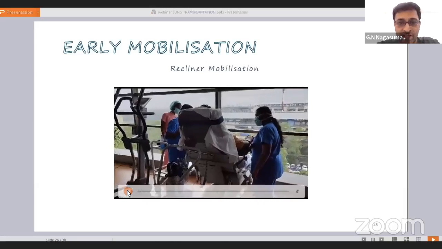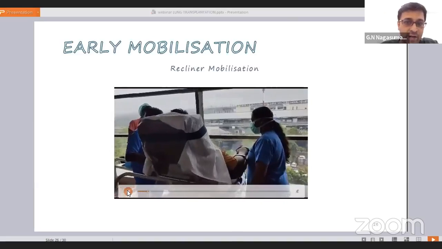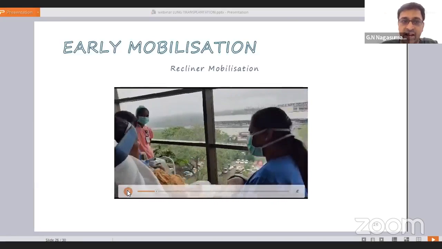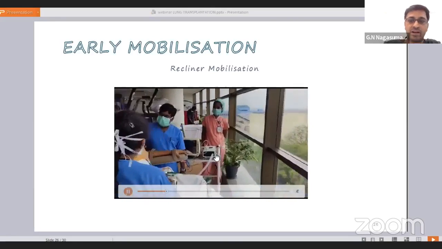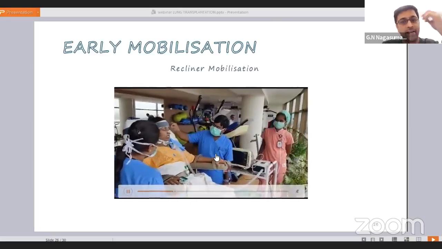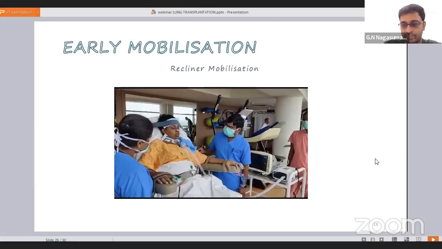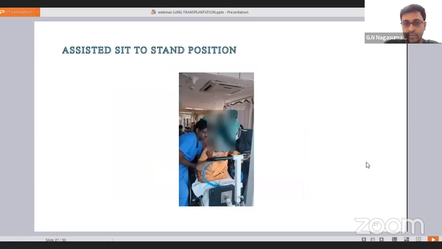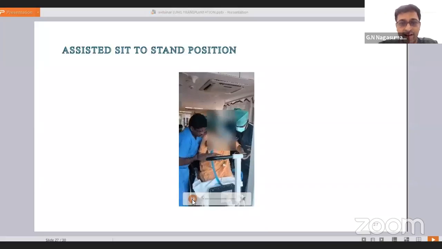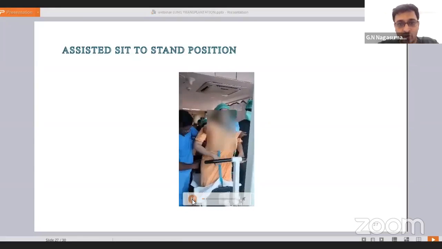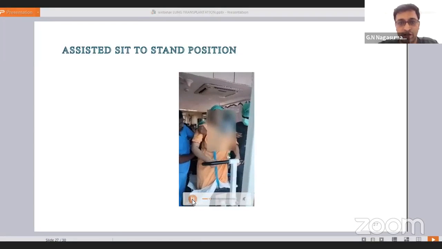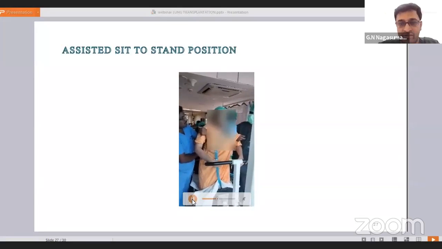So this patient, on day one, came to the department and we made her sit on the recliner. She's seeing the outside world. Psychologically, it boosts them a lot. So this is the case on the 11th day. We motivated them to stand up with support. So they could stand up, and it boosts their morale and confidence.